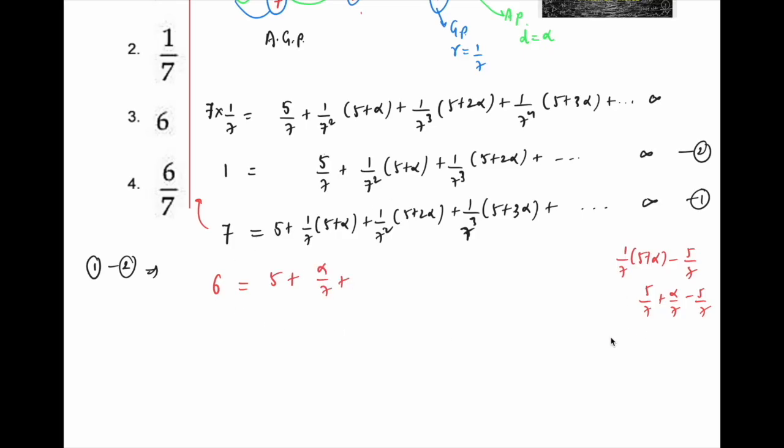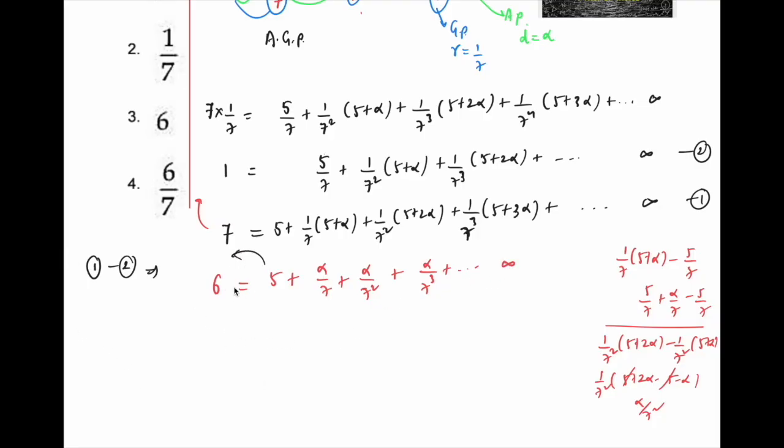And similarly 1 upon 7 square of (5 plus 2 alpha) minus 1 upon 7 square of (5 plus alpha). 1 upon 7 square I can take common. So 5 plus 2 alpha minus 5 minus alpha, so we get alpha by 7 square. So the second term will be alpha by 7 square. And similarly the next term will be alpha by 7 power 3 and so on up to infinity.